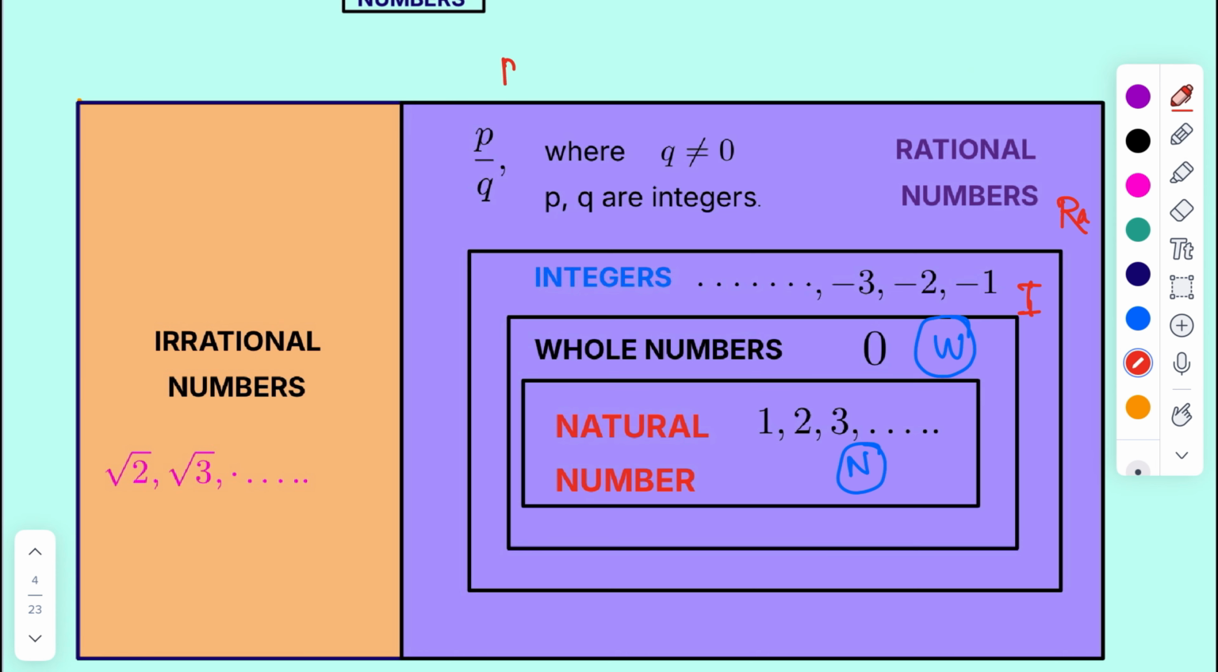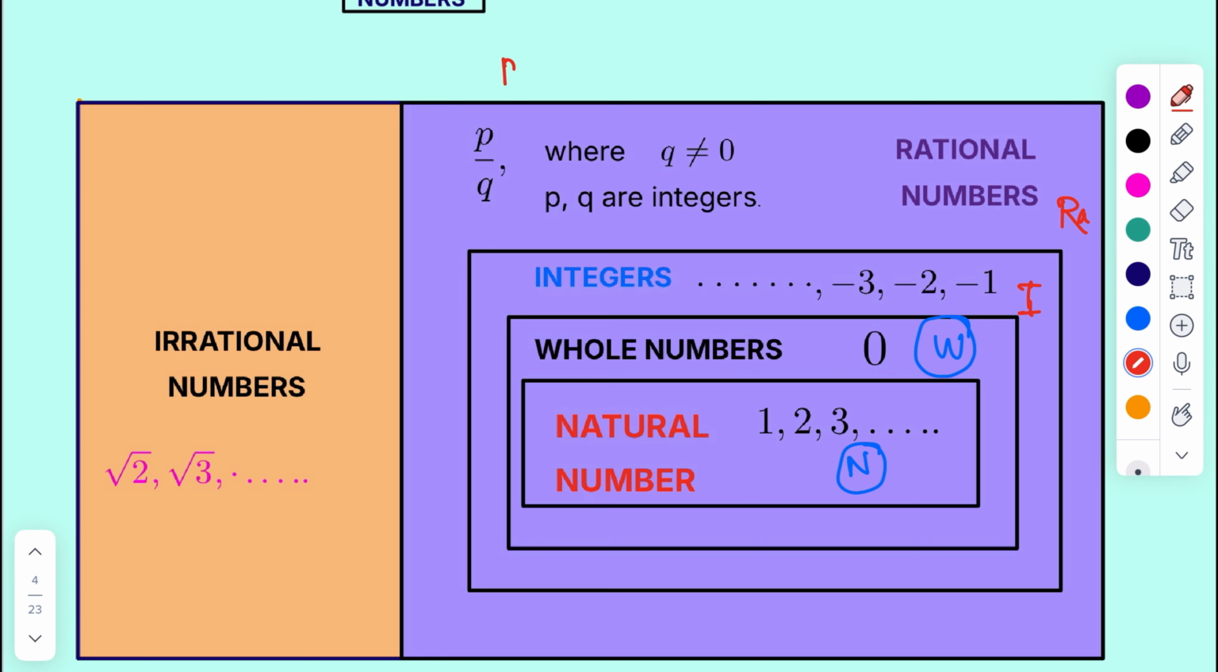Now we will solve some questions. The first question is: root 3 plus root 2 whole square plus root 3 minus root 2 whole square is a positive rational or irrational number. That means we have to find out whether it is a rational number or an irrational number.